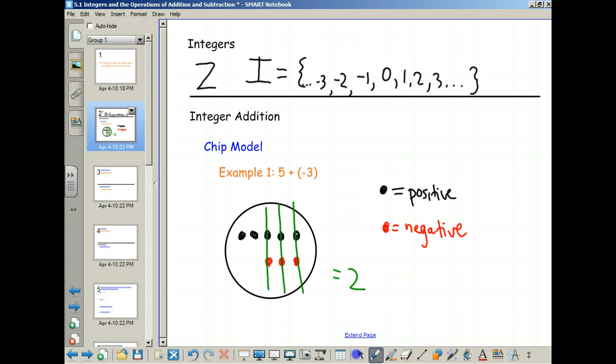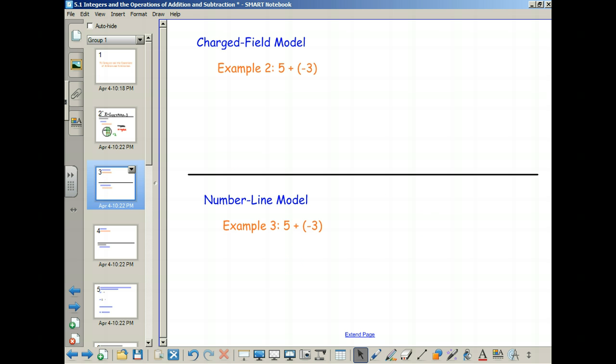One of the ways to think of it is creating the number 0. A positive chip and a negative chip combine to create the number 0. We'll do one more example because it's so closely related that it seems silly not to.